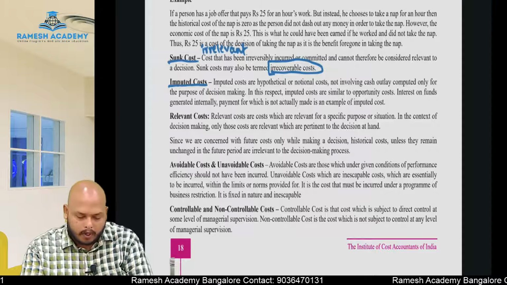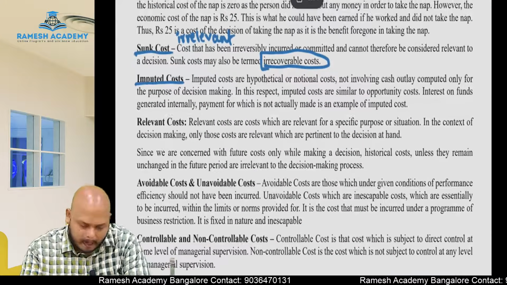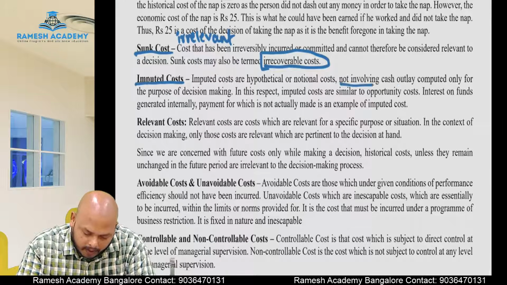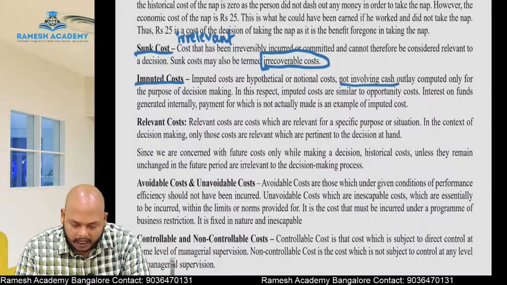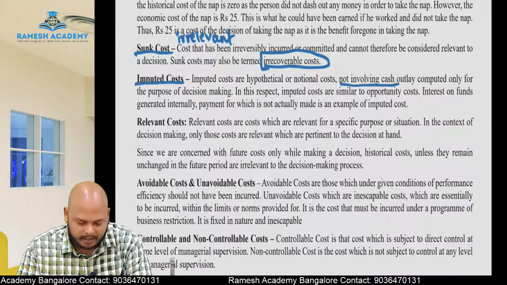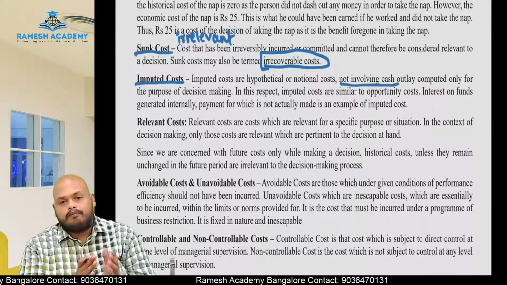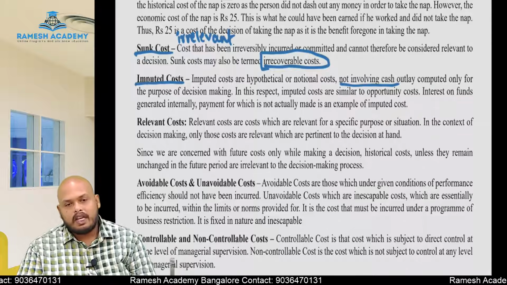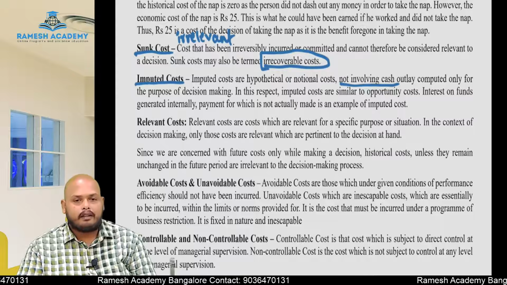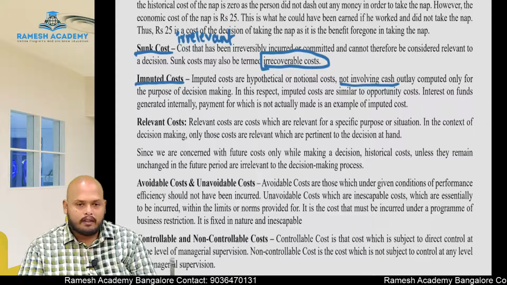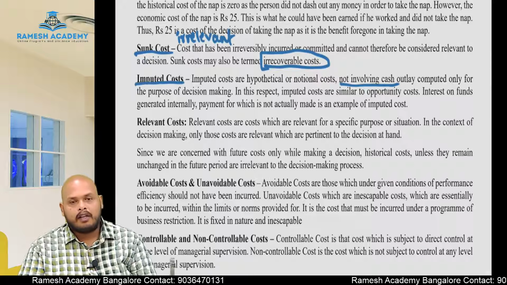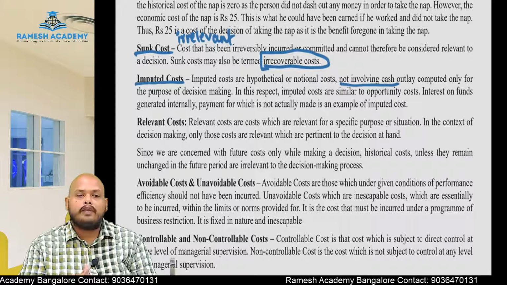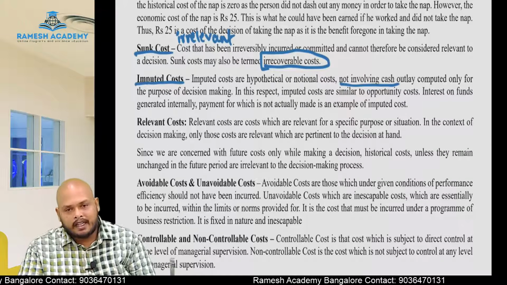Imputed cost. So what do you mean by imputed cost, sir? Let's see. Imputed costs are hypothetical or notional costs not involving cash outlay, computed only for the purpose of decision making. Simple now. Listen, imputed costs are the hypothetical or notional costs. Generally, in the case of ICMA material, they won't give easy language. They'll give PhD language and all. They'll be using a lot of technical terms. We have to decode that PhD language and understand it easily.